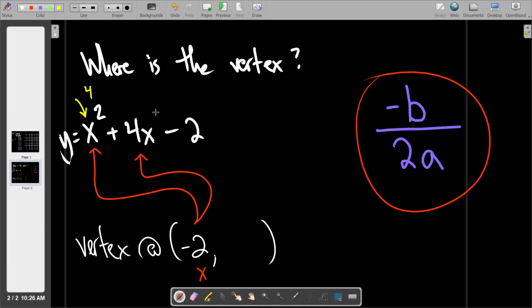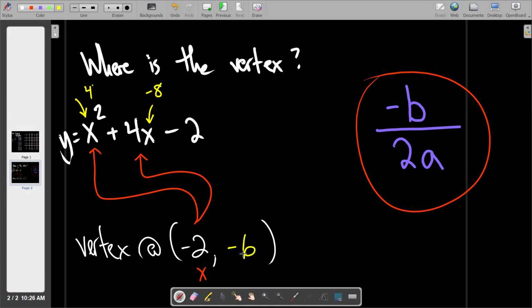Now take a -2 and put it where the other yellow arrow is right there. And that is -8. And what is 4 minus 8? And what is -4 minus 2? Hannah is now the proud owner of the knowledge that her vertex will be at the point -2, -6.